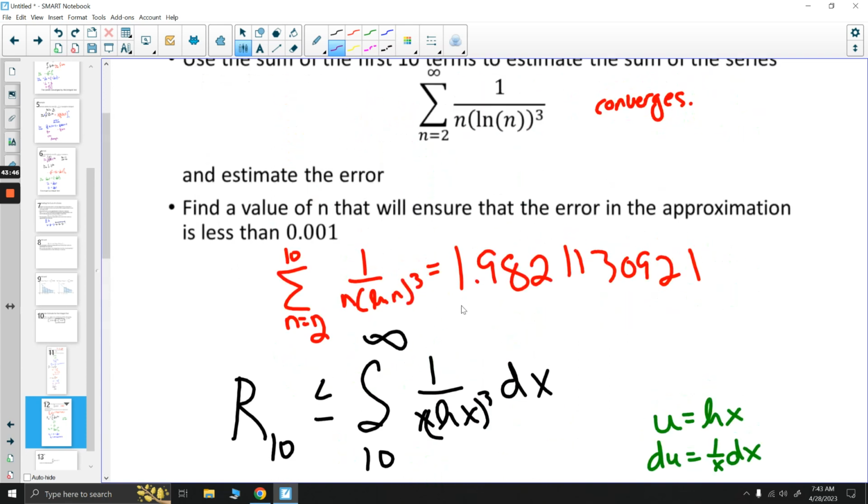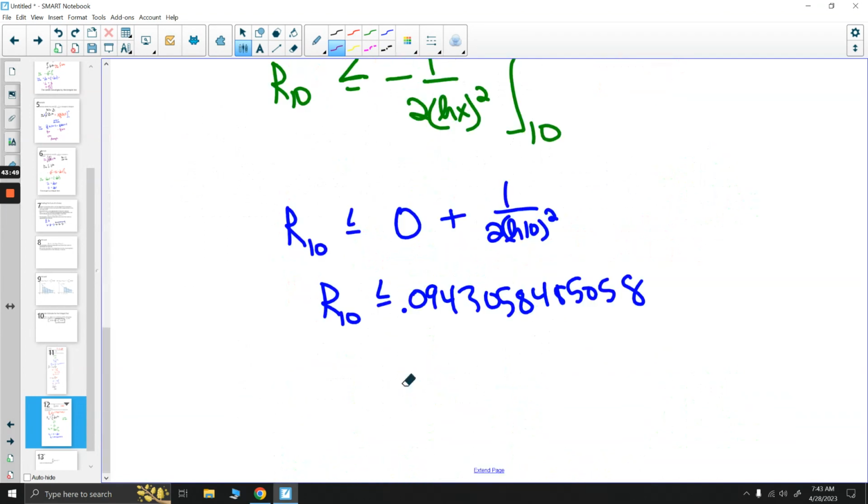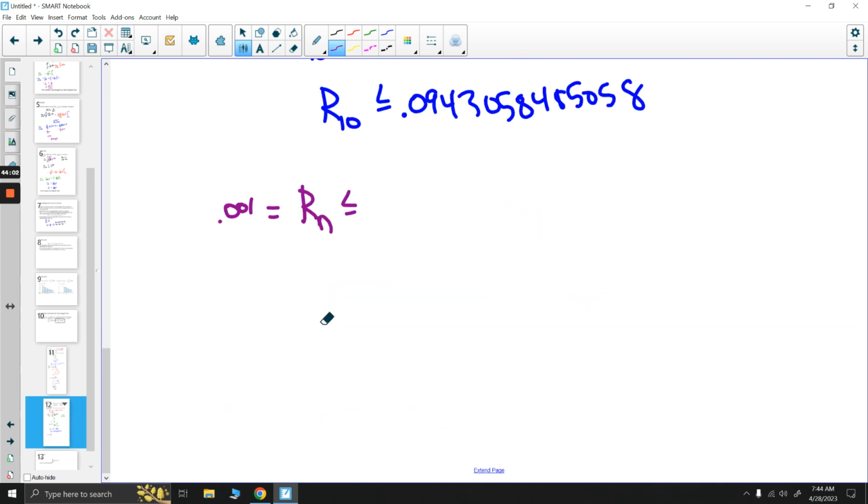Okay, so now this is our error, and maybe we're not happy with this. Maybe we want some error to be less than 0.001. So again, we're going to use the same concept where r sub n needs to be equal to 0.001. We want some n such that the integral from n to infinity of 1 over x natural log x cubed is equal to 0.001, basically. That's what we're looking for. We want to find some n that will ensure this.